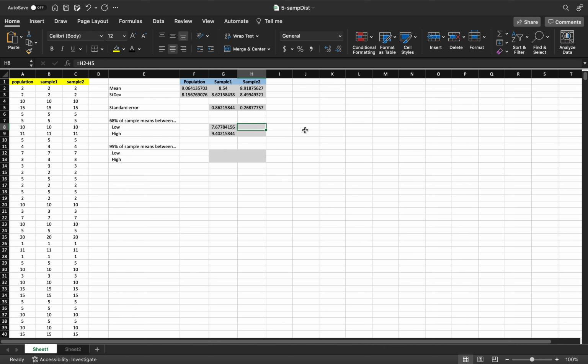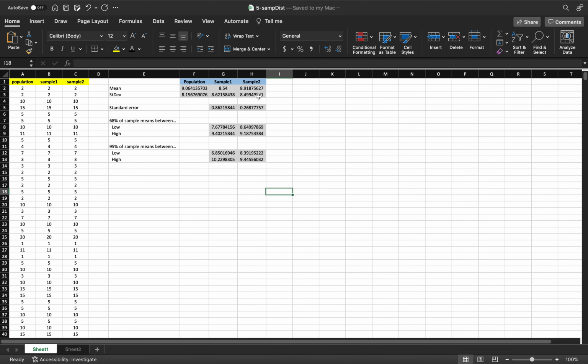And we can do the same for sample 2. We take the sample mean minus the standard error, and we take the sample mean plus the standard error for our high interval. And we can say that 68% of our sample means for sample 2 will fall between 8.65 and 9.18. We can do the same for 95% of our sample means, for sample 1 and for sample 2.